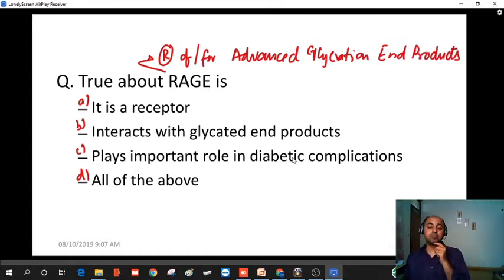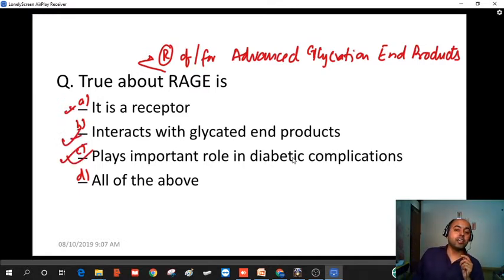A lot of research has been carried out on RAGE in the last few years, where we have also studied the different polymorphism in the RAGE gene. The conclusion is the receptor which interacts with the advanced glycation product plays a very important role in diabetic complications. The severity of the complications depends on the polymorphism of RAGE. This means all of the above are correct. So please note down these points.